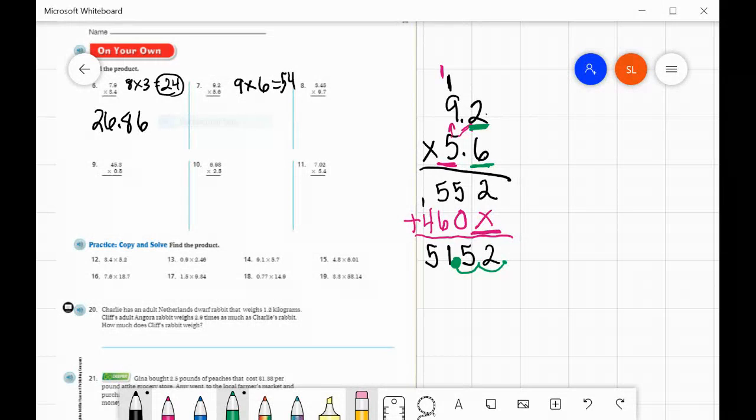51 is near 54. It's not as close as 26 was to 28, but it's still reasonable. If I have $51 and I have $54, I have about the same amount of money. I'm not off a ton. If this answer was 515.2, it's way off. It's not reasonable at all. So you have to think when you are doing the math, is this answer reasonable? So my answer to number 7 is 51.52.